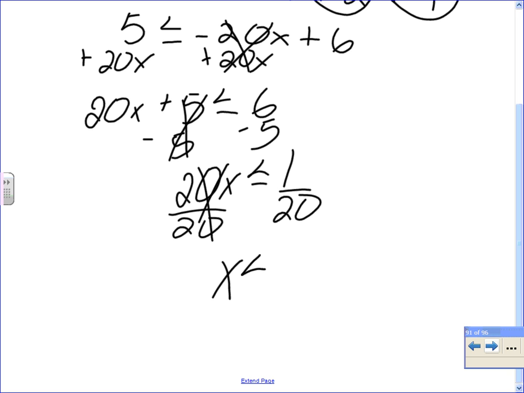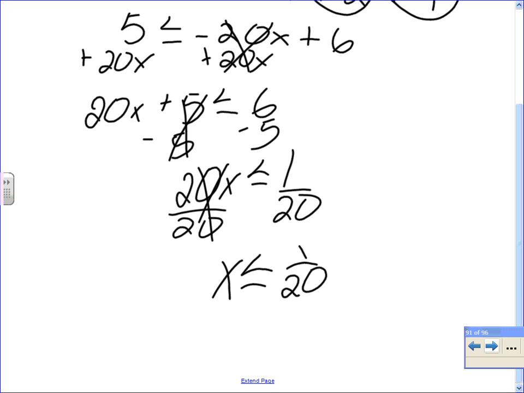So x is less than or equal to what? 1 over 20, which you guys are telling me. You cannot reduce that any further. Remember, the math fraction button on your calculator allows you to simplify that if it needs to be.